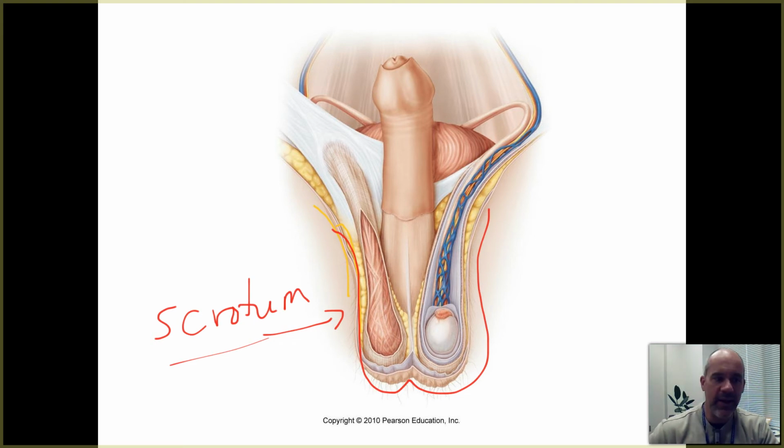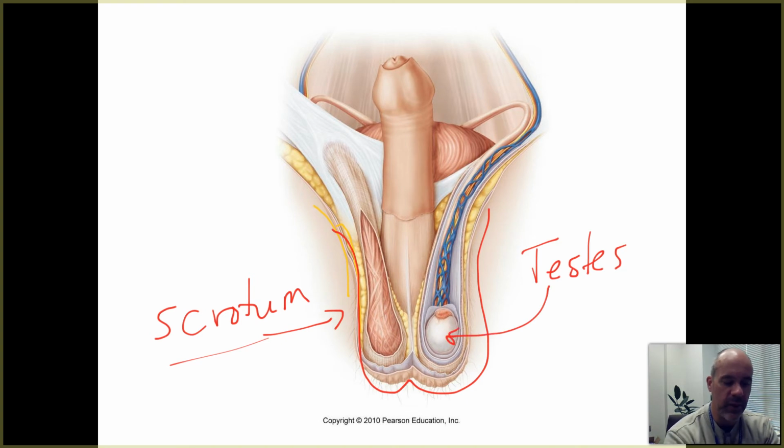Now, inside the scrotum, males have two testes, and testes are the primary sexual organs. Testis is singular with an I. The other one is in here. This diagram from your textbook is showing some of the overlying connective tissues and muscle tissues which surround the testes.